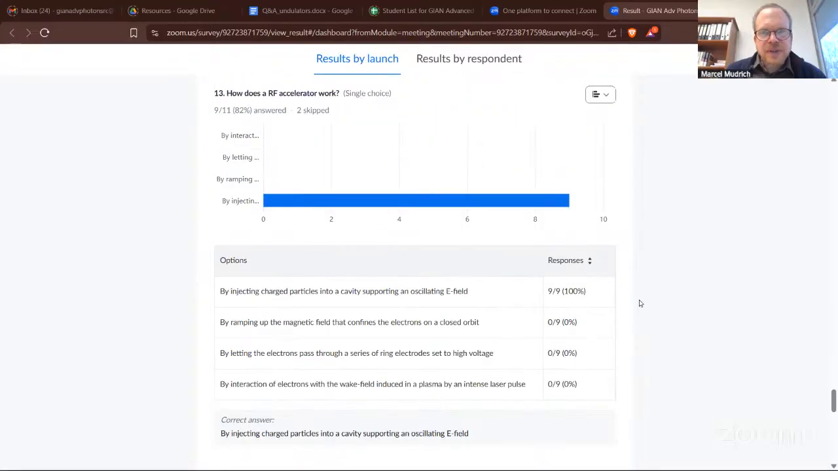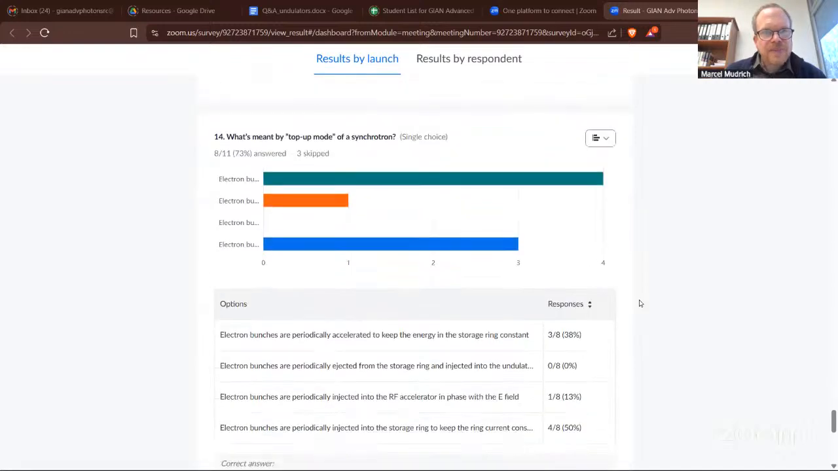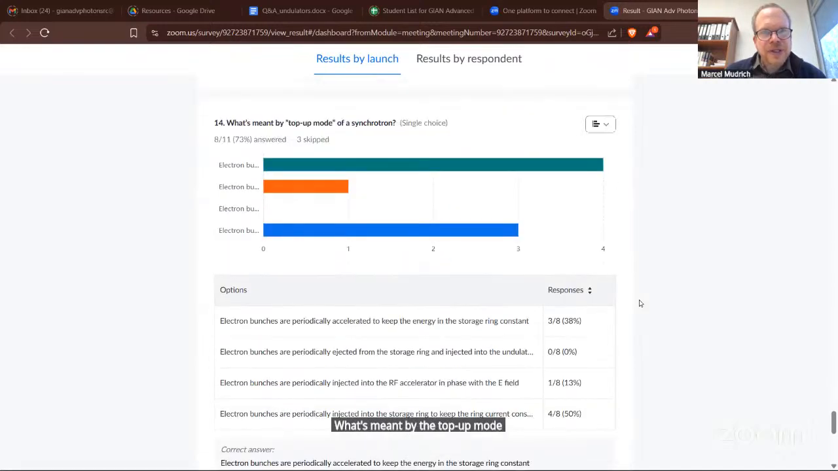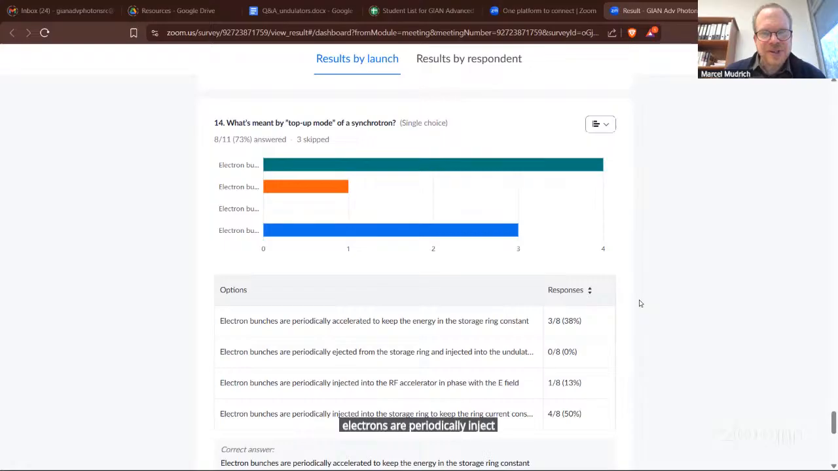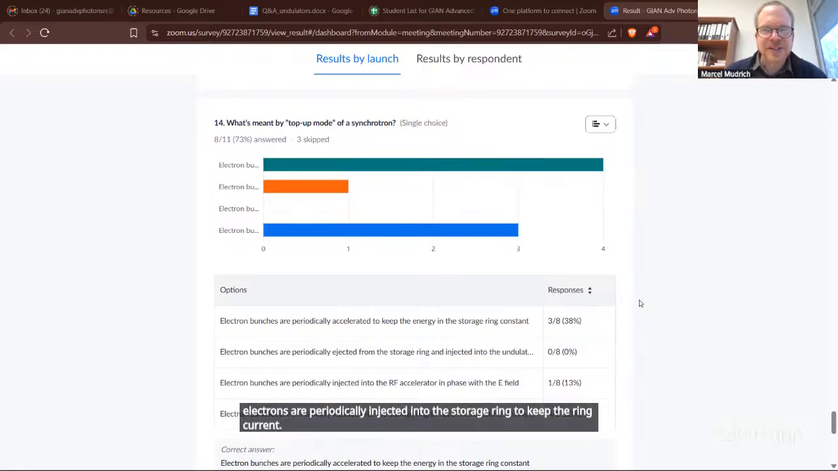That one was completely correct. What's meant by the top-up mode? Electrons are periodically accelerated to keep the energy in the storage ring constant. The physics is true, but that's not what is meant by top-up mode. So top-up mode means electrons are periodically injected into the storage ring to keep the ring current constant, right?